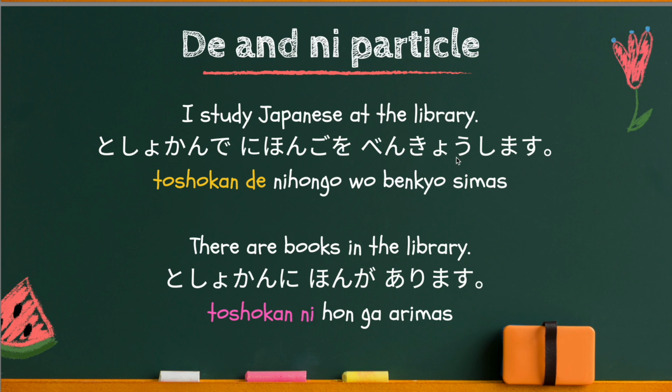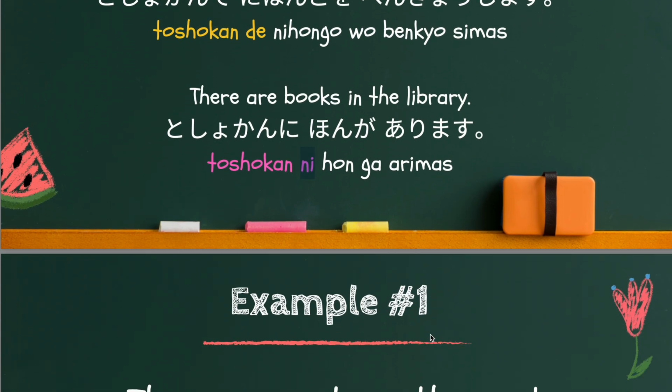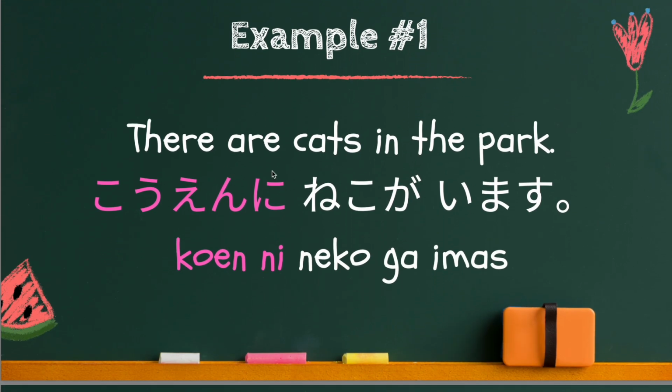So now, let's look at this に particle more in detail. So I will show you another example. There are cats in the park. 公園に猫がいます。So in this case, park is where the cats exist. It's not the place of action, but this is the place of being, where they are, where they exist. Therefore, you need to use に particle.